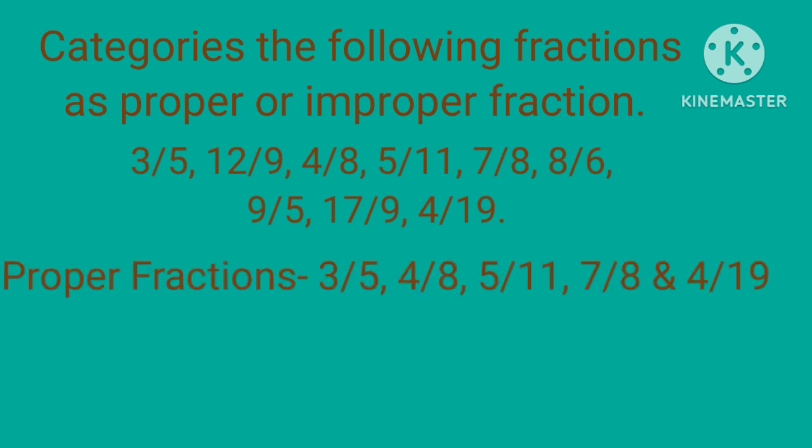Here in 3/5, 3 is numerator and 5 is denominator. So numerator here is less than denominator, so 3/5 is a proper fraction. Similarly 4/8, 5/11, 7/8 and 4/19 are proper fractions. And in 12/9 numerator is greater than the denominator, so 12/9 is an improper fraction. And other fractions in this category are 8/6, 9/5 and 17/9.